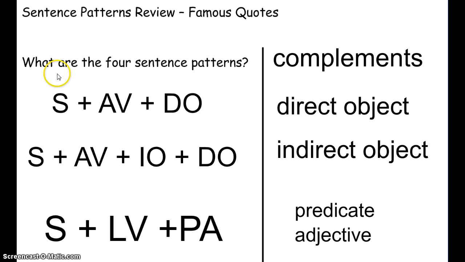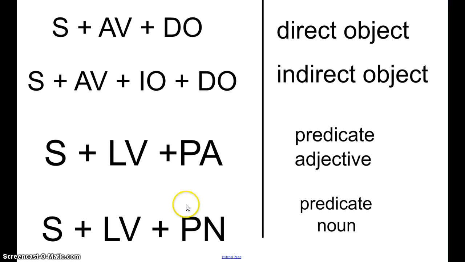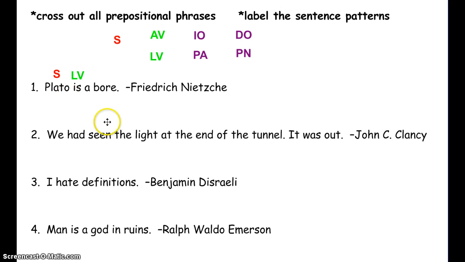Now I go back to my sentence patterns, and I want to see what follows a linking verb. I'm directed to these 2 sentence patterns. So I want to think, is there a noun after Plato, or is there an adjective that describes Plato? Plato is a bore. My clue here is that I have the word a. A indicates that there's a noun. So Plato is a bore is a predicate noun.